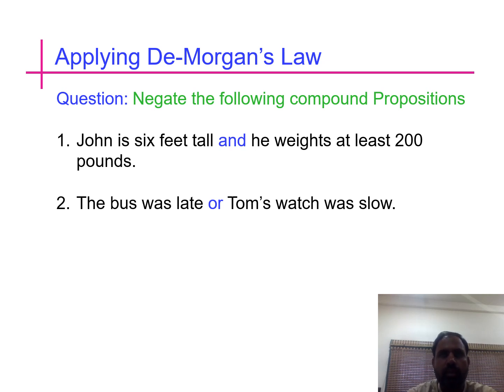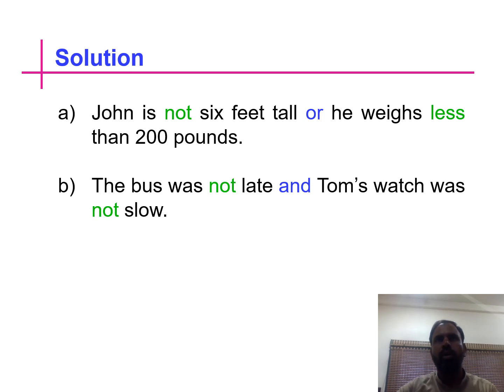Now we can ask the question: negate the following compound propositions. This is an application of De Morgan's law. John is 6 feet tall and he weighs at least 200 pounds. The bus was late or Tom's watch was slow. This is to find the solution of these two examples.